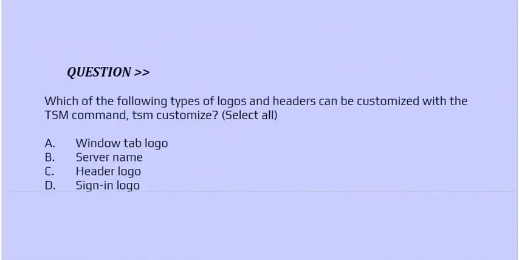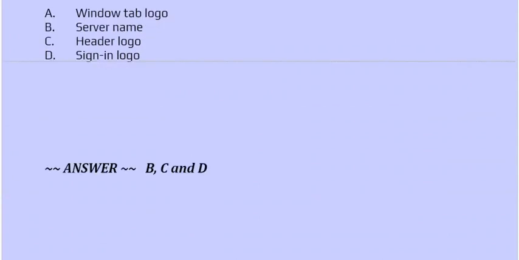Next question is, which of the following types of logos and headers can be customized with the TSM customize command? Select all. Option A, window tab logo. Option B, server name. Option C, header logo. Option D, sign in logo. Correct answer is option B, C and option D.